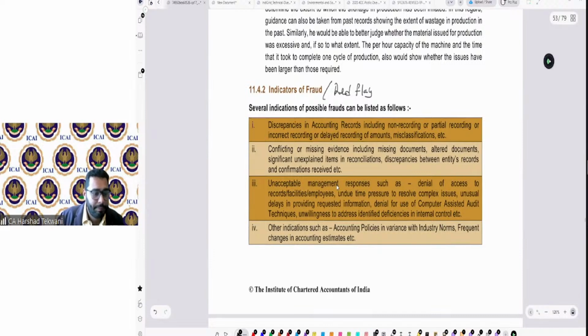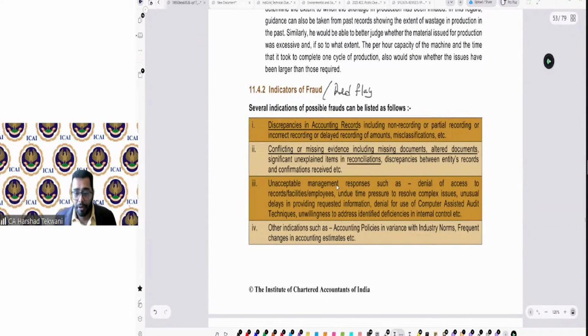For example, discrepancies in accounting records. Records are partial, they are not matching. There are reconciling items which are not clearing off. Some amounts are not appropriate. So discrepancies in accounting records, conflicting or missing evidence, missing documents, altered documents, or management saying they don't have the document, pending reconciliations, aged reconciling items are indicators of fraud.